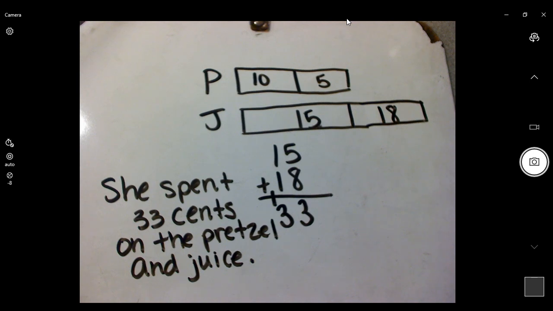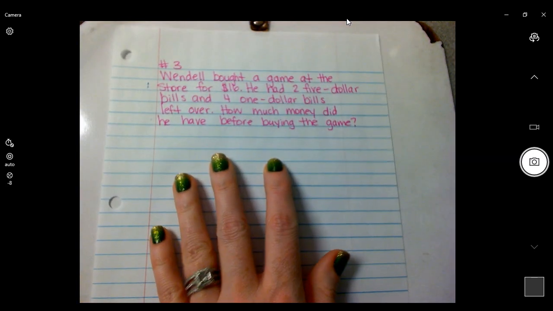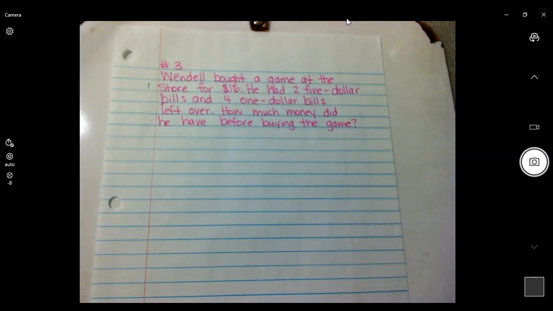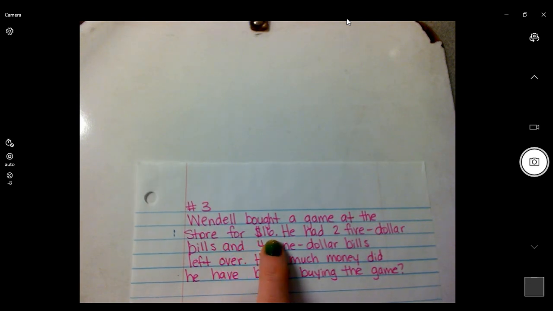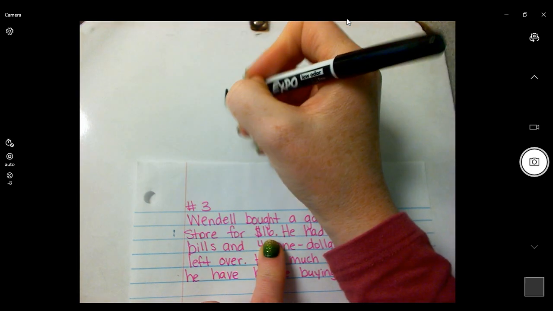All right. Problem number 3 is Wendell bought a game at the store for $16. He had 2 $5 bills and 4 $1 bills left over. How much money did he have before buying the game? All right, let's start at the beginning. Bought a game at the store for $16. We got $16.